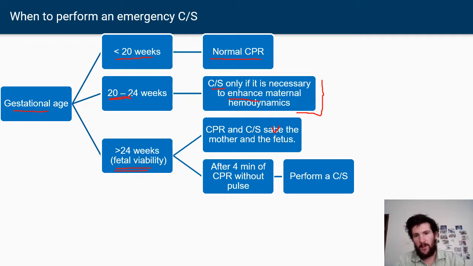If after 4 minutes of CPR the mother continues without pause, you have to perform a CS to save the baby, not to save the mother. So the decision of performing a CS here can be taken by any person after 4 minutes without pause. But the decision to perform the CS in order to improve the maternal hemodynamics must be taken by an expert and in a very specific environment.